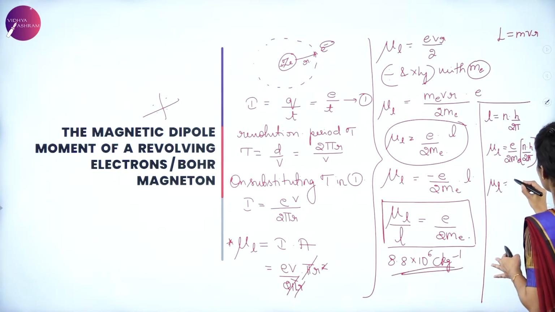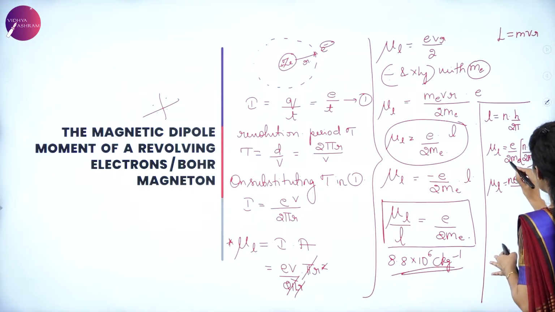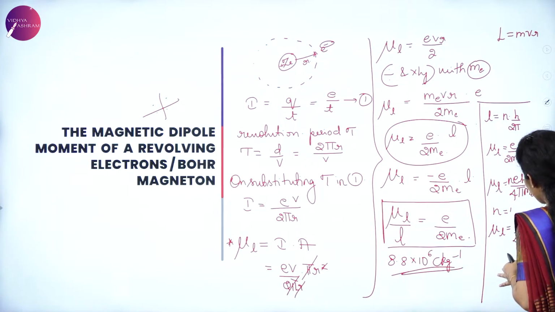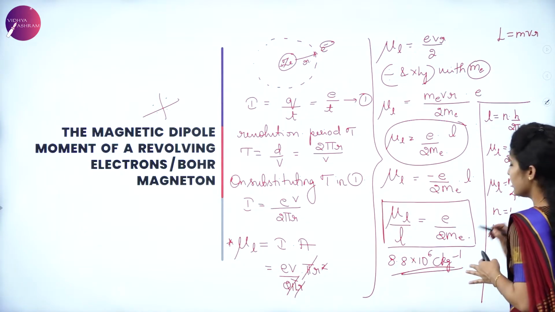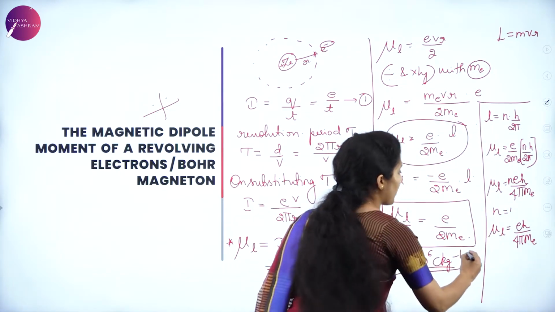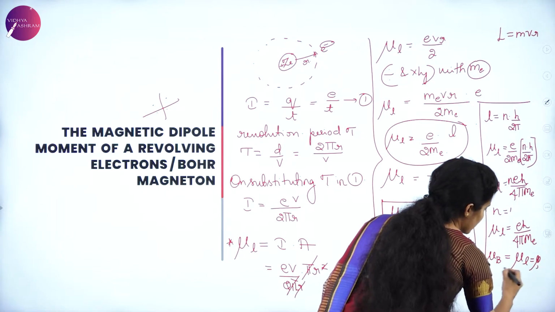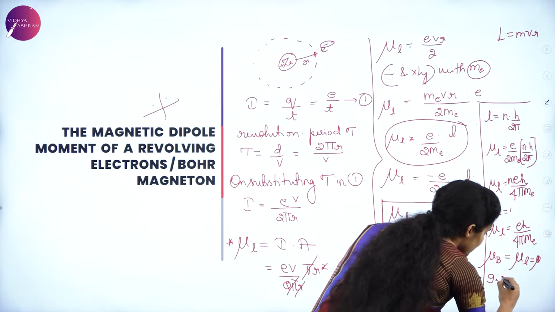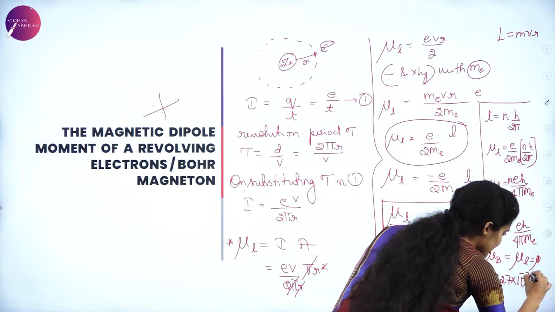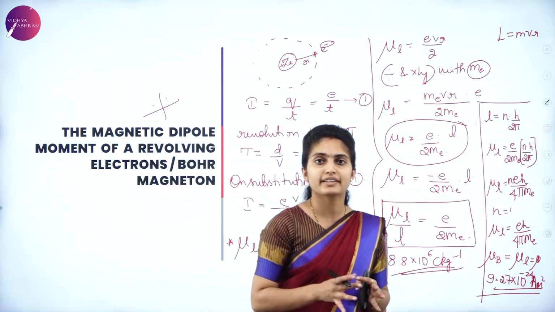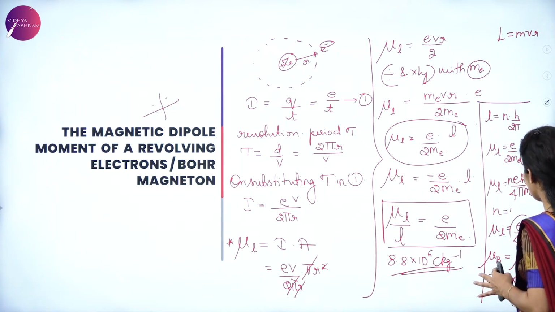μ_L = n e h / 4π m_e. If n is equal to 1, you can rewrite μ_L = e h / 4π m_e, which is the magnetic moment also known as the Bohr magneton. So μ_B = μ_L, which is also equal to μ_S. The value is 9.27 × 10^-24 A m². This is the value of the Bohr magneton, a constant for all the equations we have derived here.